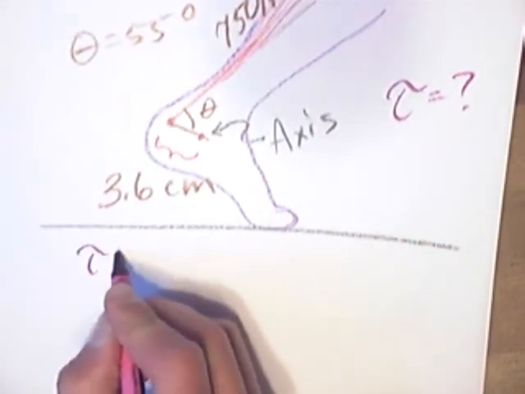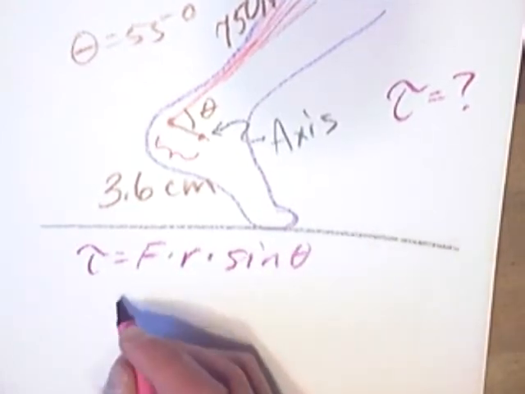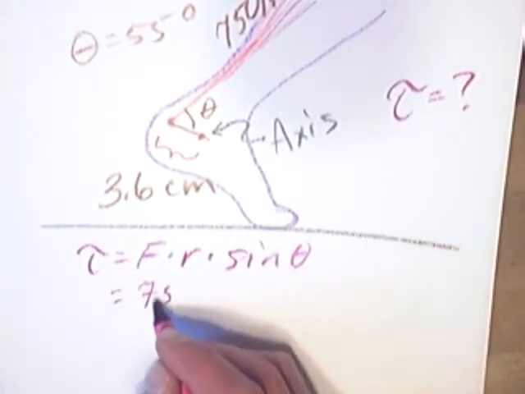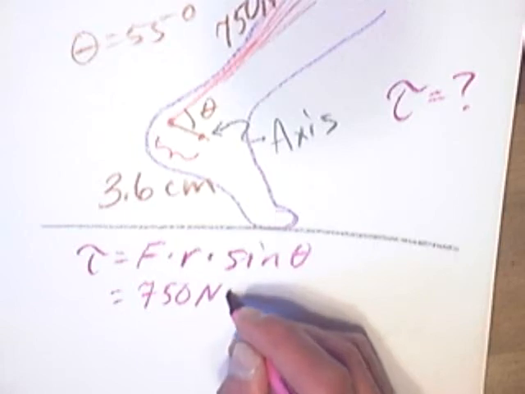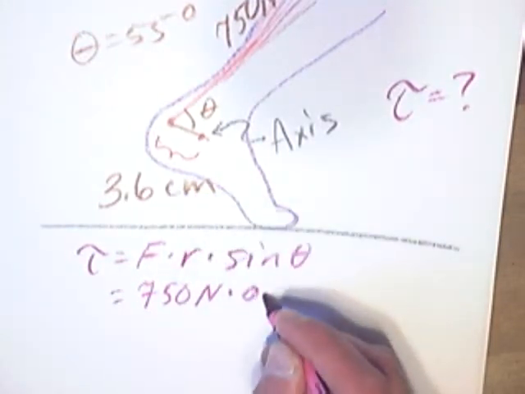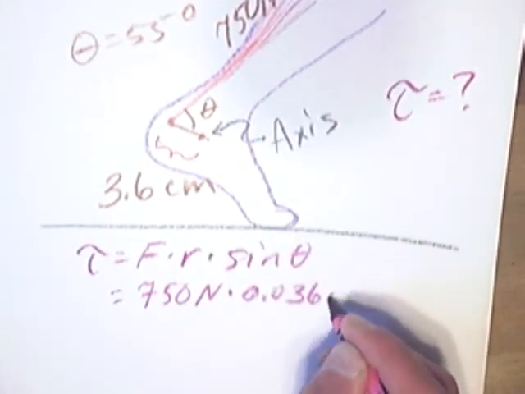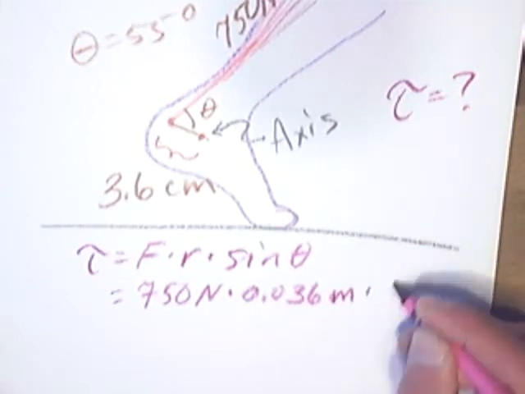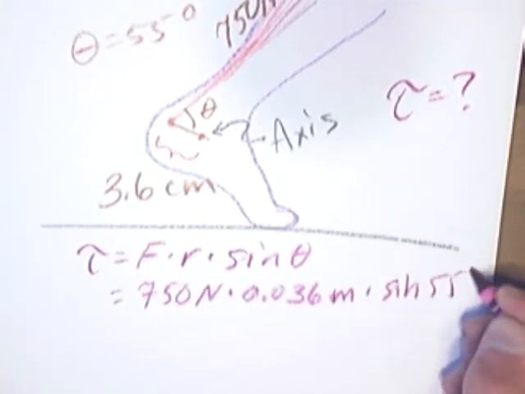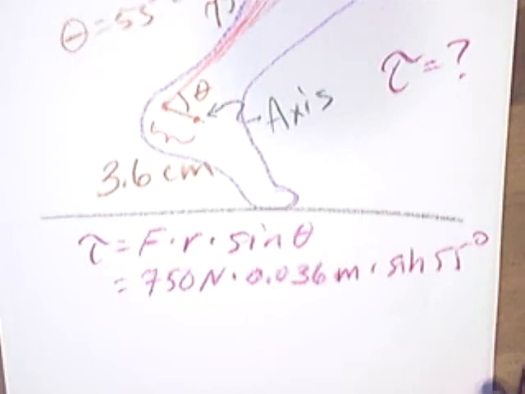Well, torque is the force times the lever arm times the sine of the angle between them. So I have 750 newtons times the radius, which is 0.036 meters, times the sine of 55 degrees.